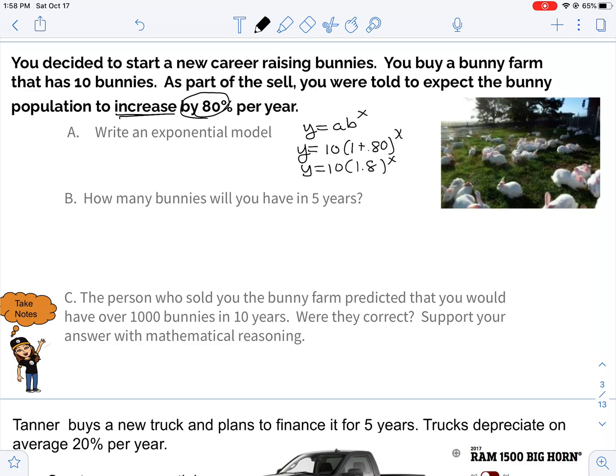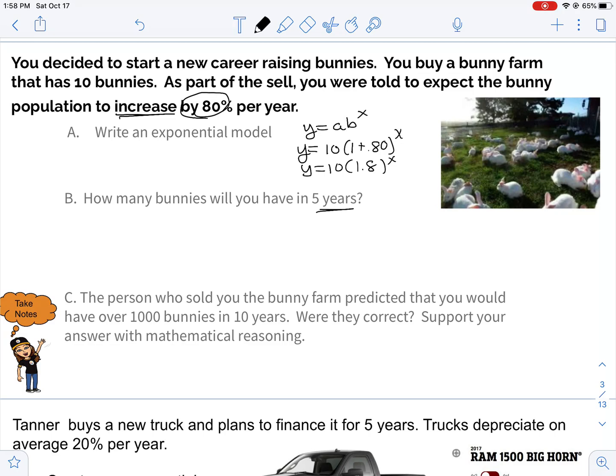Okay, but I just want you to understand where that 1 is coming from when you do this, because I think one of the misconceptions is you see the 80% and you want to put 0.8. Well, you have to keep in mind you're taking 100% of the total bunnies and you're increasing that by 80%. So it's 100% plus the 80%. So just be mindful of that.